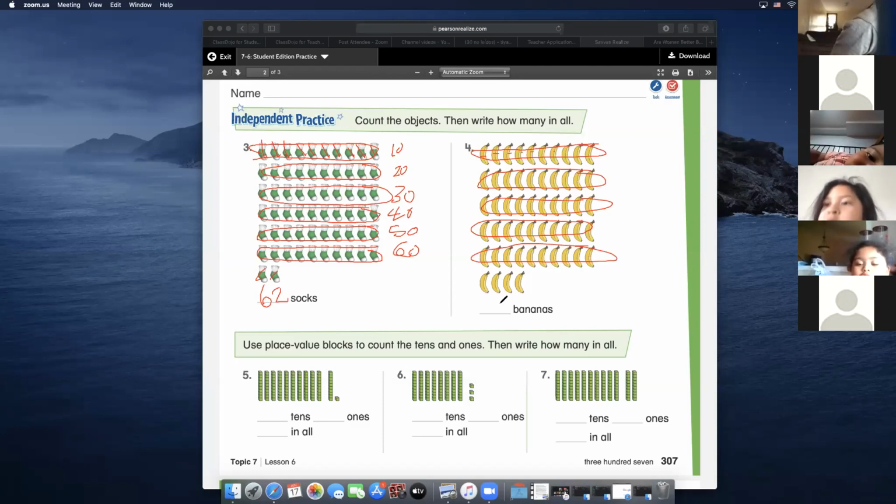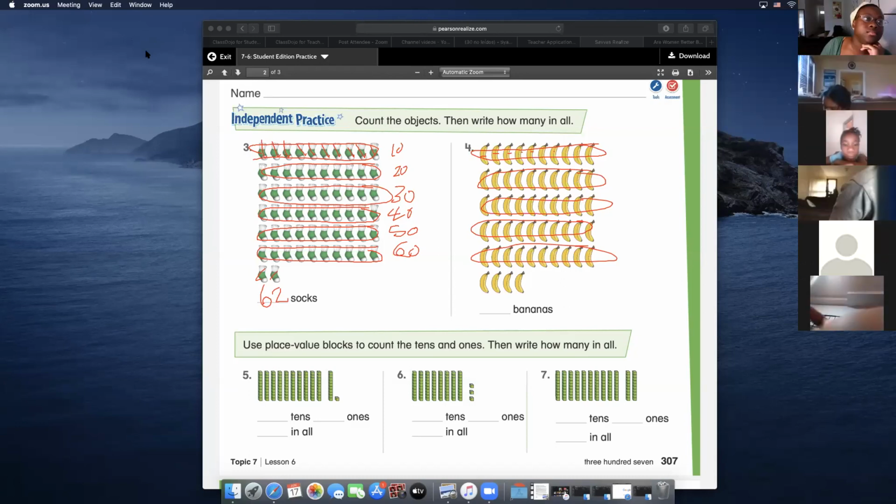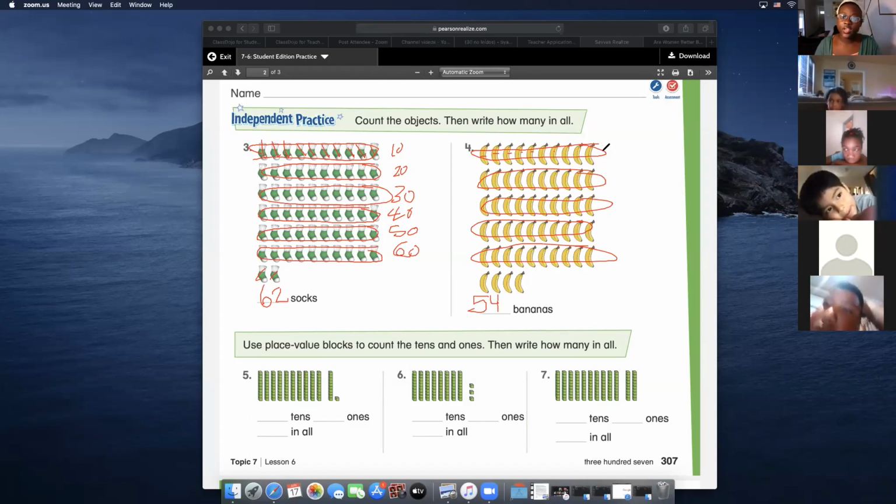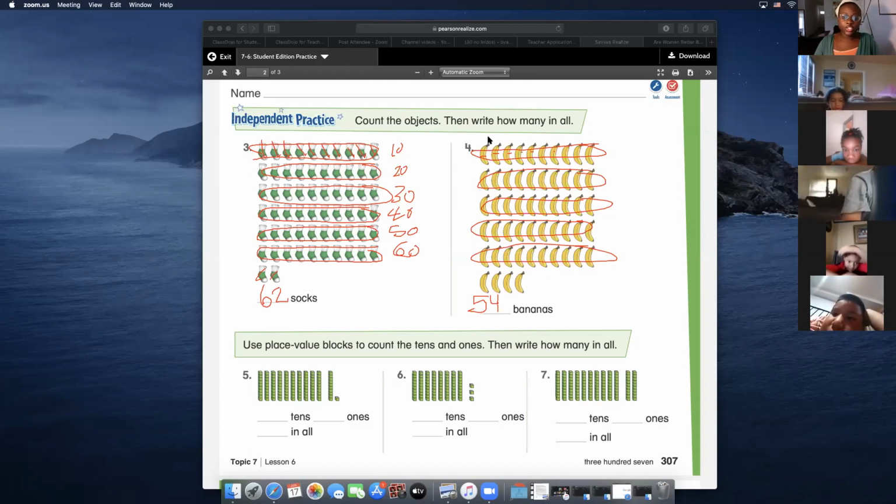10, 21, 40, 50, 41, 51, 52, 53, 54. 54. So you count each row, and when you counted these, you got 50, because it was 10, 20, 30, 40, 50, and then one more was 54. All right, Andrew, we're going to try to work on these ones down here. So who would you like to try one?